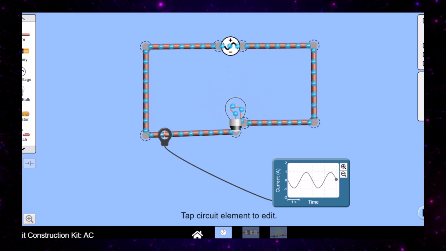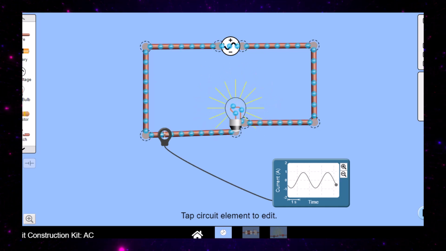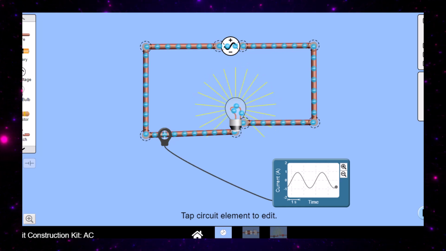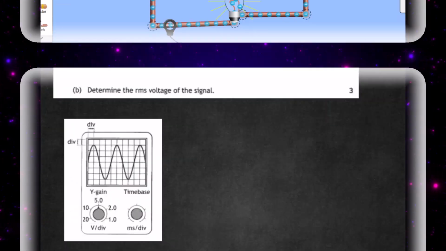So the answer to that question is quite simply, alternating current is current which goes in one direction and then goes in the other direction in an electric circuit and is doing so continuously.